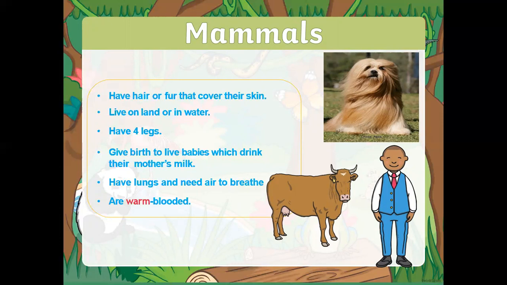So the females of the animals become pregnant and then give birth to live babies and then feed their babies with milk. Okay, as you know, they have lungs and need air to breathe. Do you remember? Yes, mammals have lungs and breathe air. Mammals are warm-blooded because they don't change their body temperature. They have a constant body temperature. So any animal that has all of these features is a mammal.